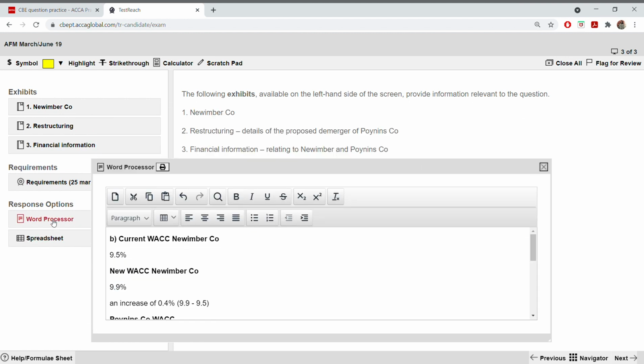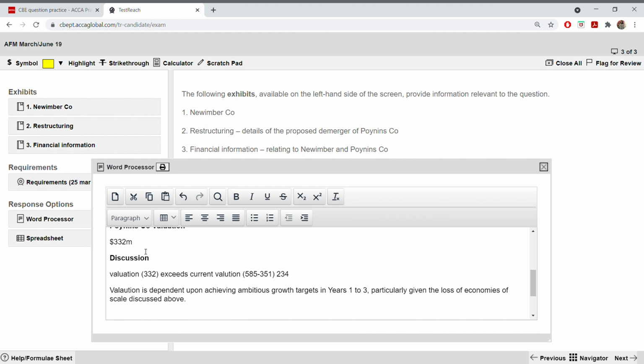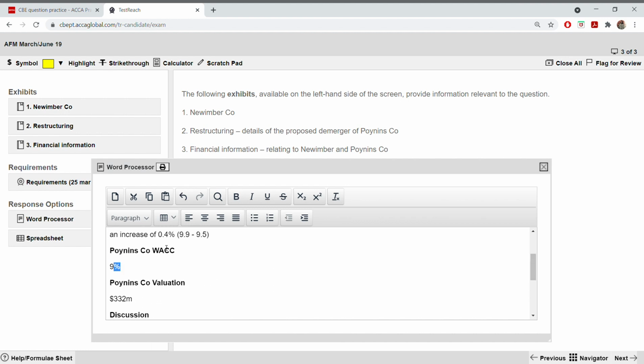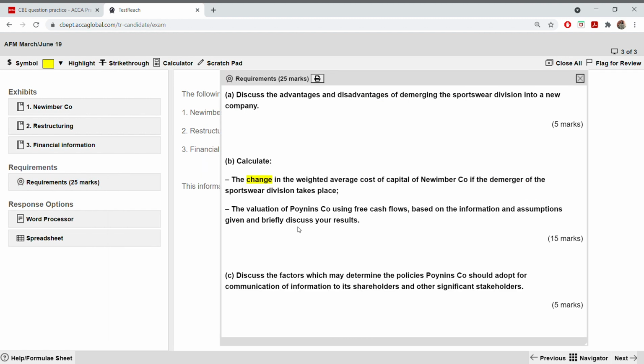So it is something I understood. When I took in the word, I didn't take everything. I just took the main answers: the WACC, the current and the new WACC, and the finance company's new WACC, the valuation, and then I discussed. That's it. How do I understand what I take in the word? It is just simple. Just look at the requirements. Whatever the requirement asks, only that you will take in the word, if there are calculations.